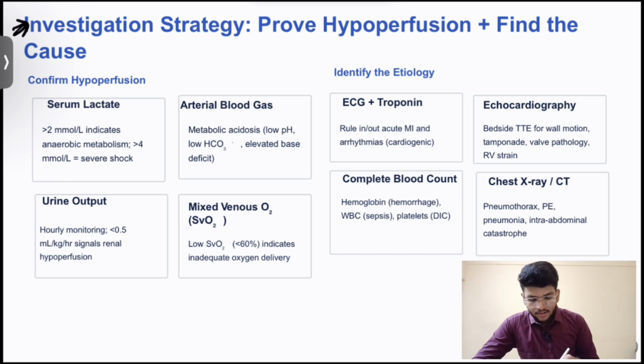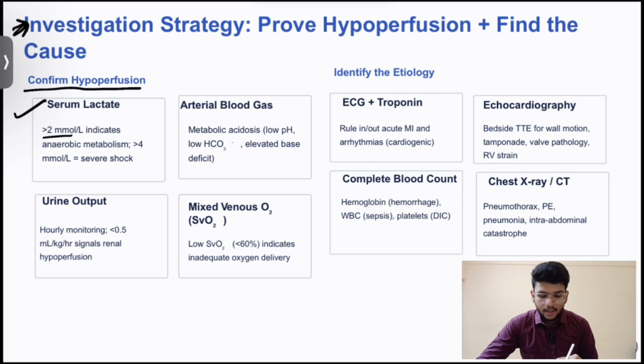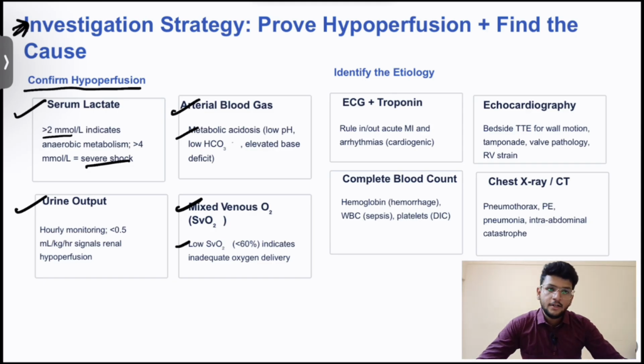To confirm the hypotension, we have serum lactate, where more than 2 millimoles per liter indicates anaerobic metabolism, and more than 4 indicates severe shock. Second, we have the ABG, where metabolic acidosis can be detected. Next, we have the urine output, where oliguria is the first sign of hypoperfusion, or the renal sign of hypoperfusion.